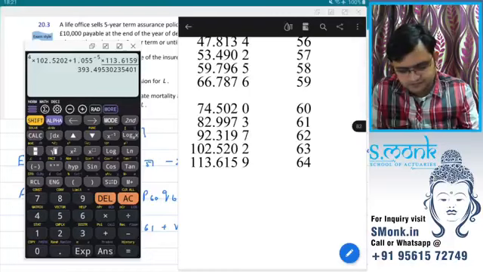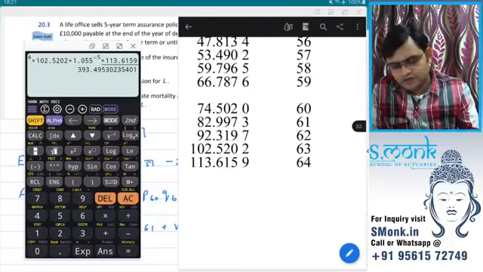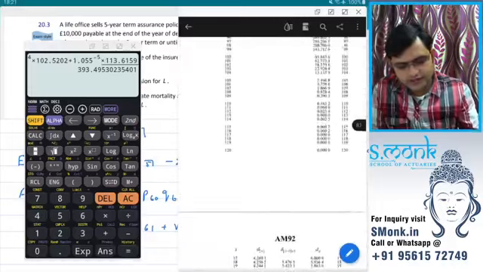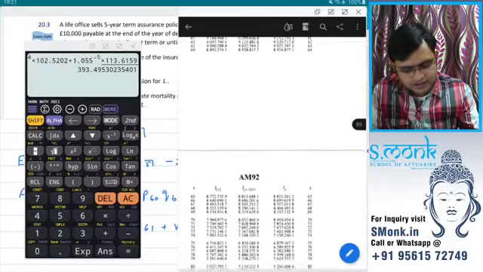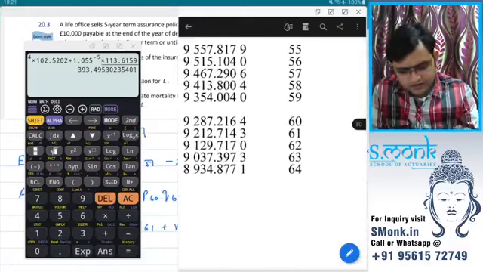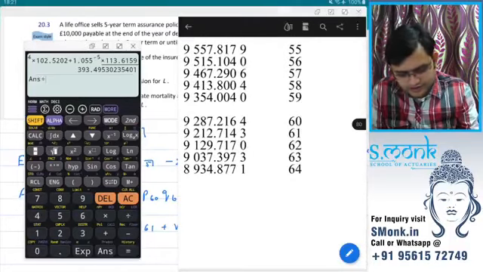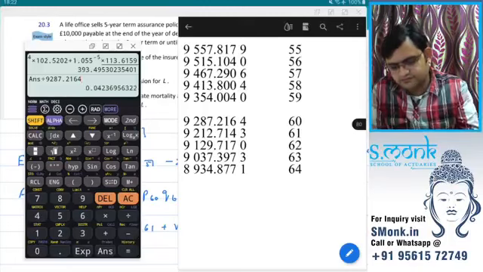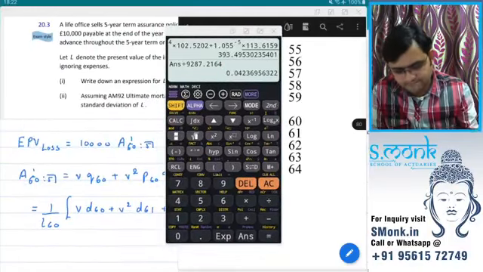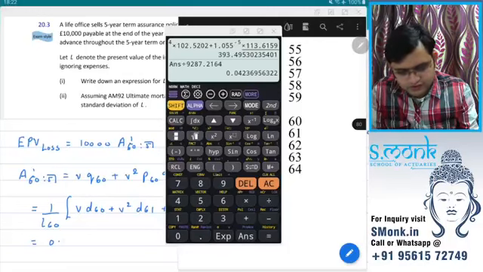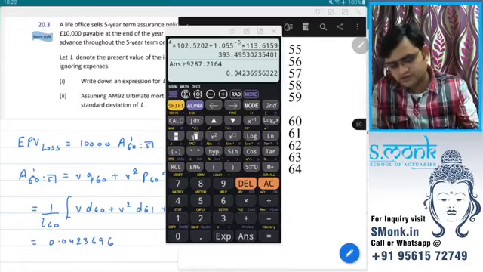So this value, and then we want l60. l60 will be here. So divided by l60, that is 9287.2164. So this becomes 0.0423696.